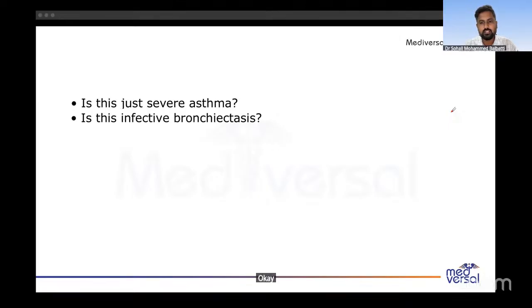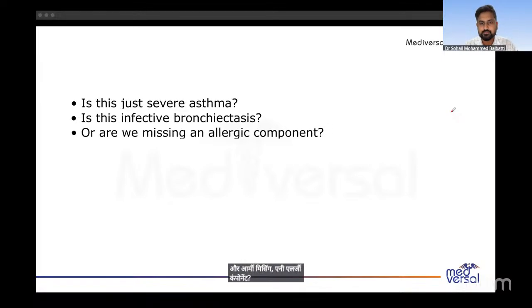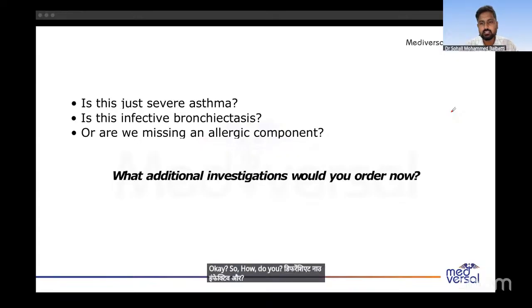Okay, most of you will say infective bronchiectasis. Now let me come to the last question. Are we missing any allergic component? Now, will your answer change or does it remain the same? So how do you differentiate now whether it is an infective or an allergic component?